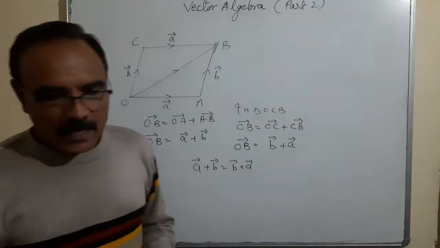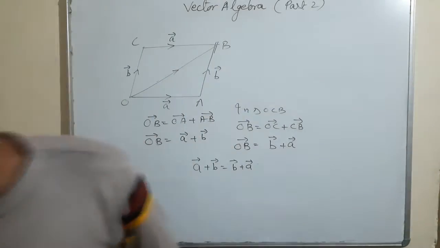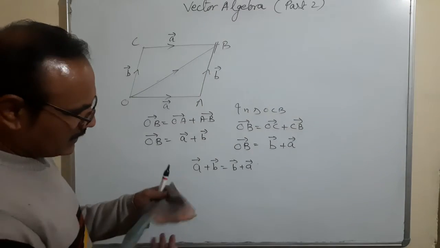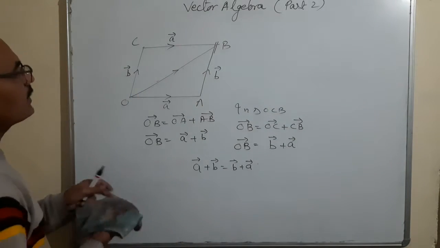These two things are there. After that, we'll discuss the properties of vector addition. This we have already done: a plus b is equal to b plus a, which means it holds the commutative law.